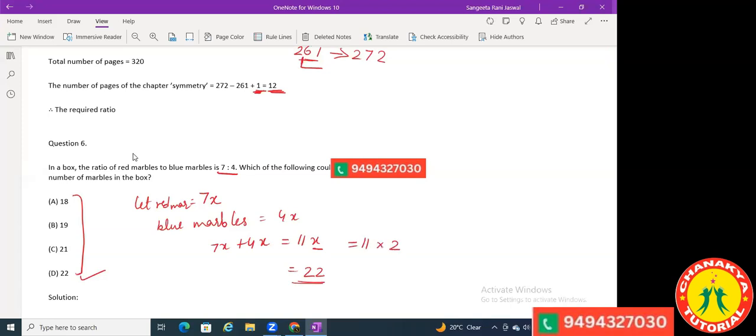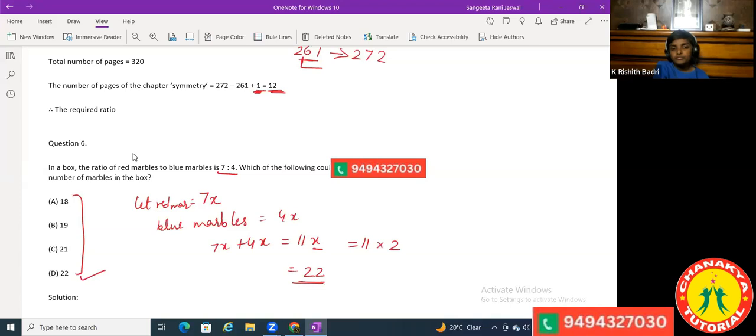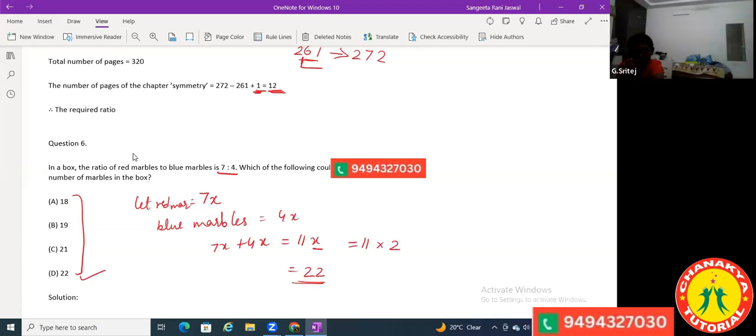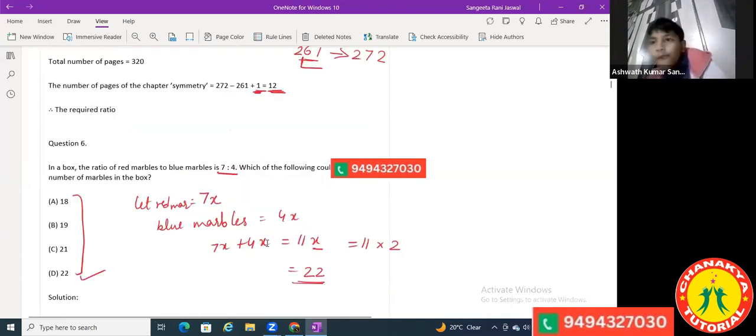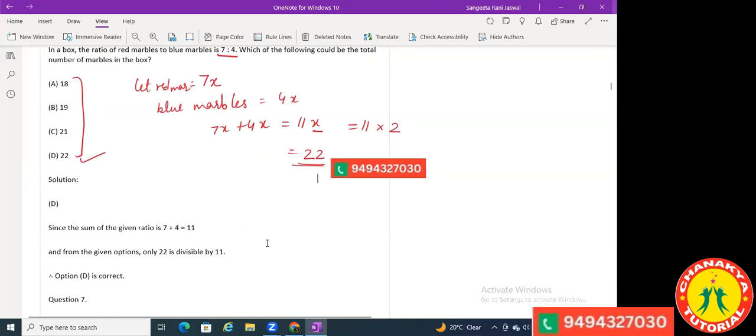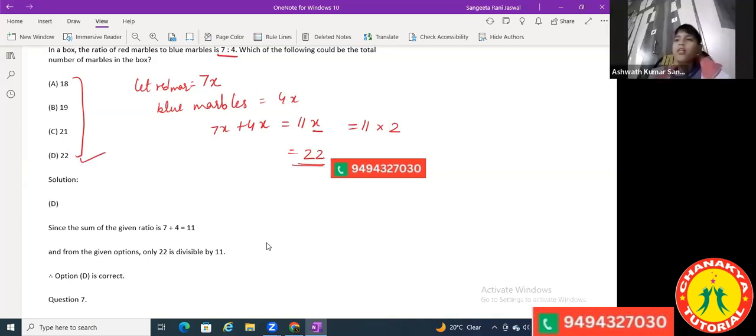Then only I will get 22, no? Everyone understood this? Who's asking to repeat? Ashwath.